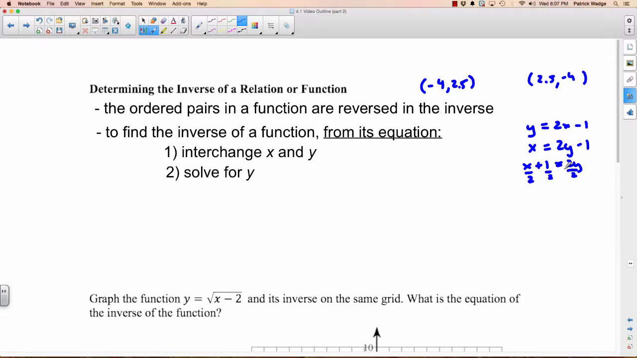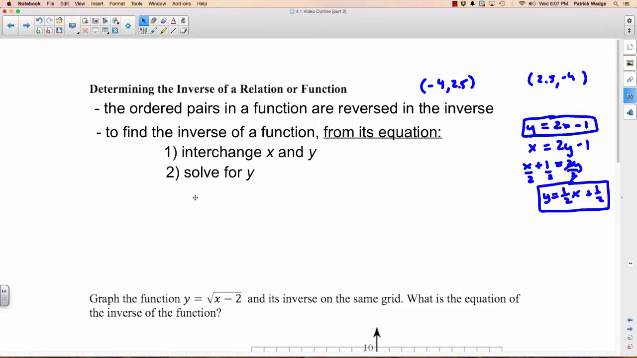So what I end up with is these 2's cross out and I just get y equals x over 2, or if you want, 1/2 x, it's the same thing, plus 1/2. This is your inverse function. This is the function. This is your inverse. Actually, I should get out of the habit of saying inverse function. I should just say inverse of the function, because not every inverse is a function. Anyway, we don't need to talk about that today.